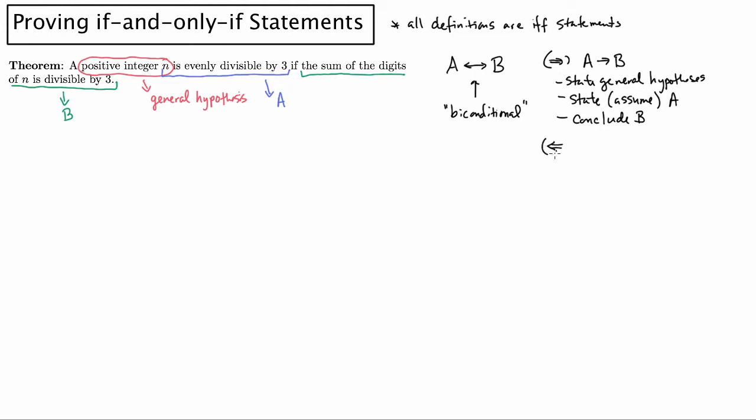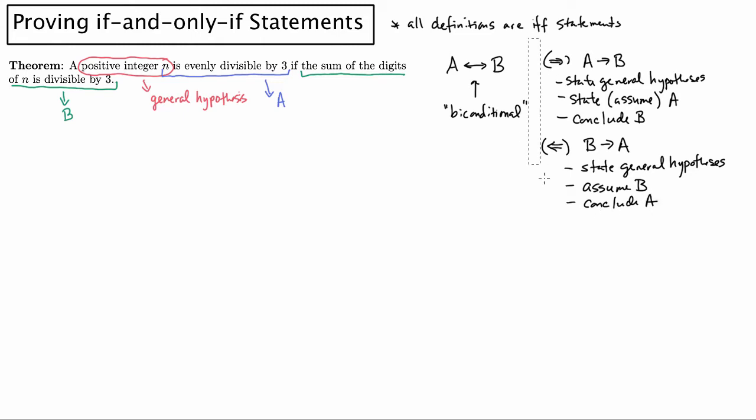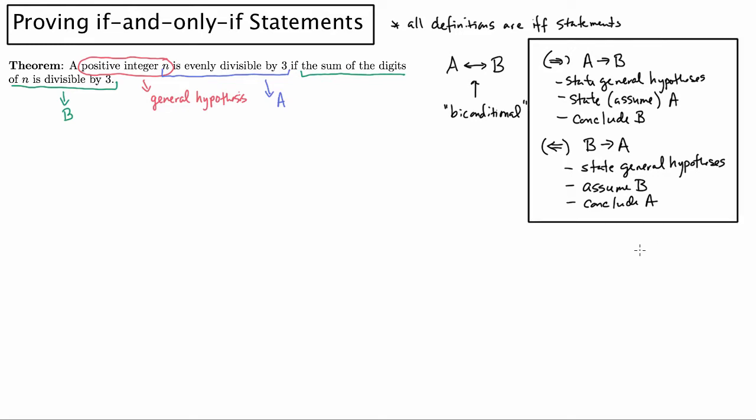The reverse direction is what you're trying to prove is that B also implies A. So once again, you restate any general hypotheses, and then you assume that B is true, and you conclude that A is true. So this is the basic format for proving an if and only if statement. All if and only if statements can be proved in the same way. It's just the particulars of the proof that'll differ from statement to statement.